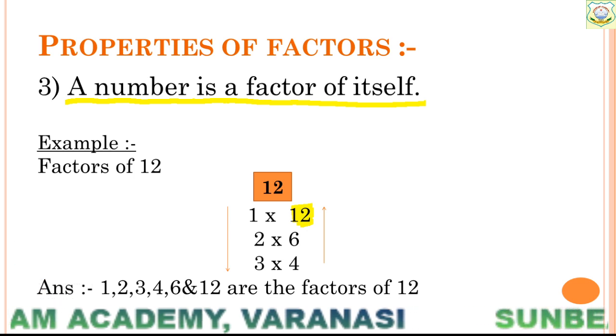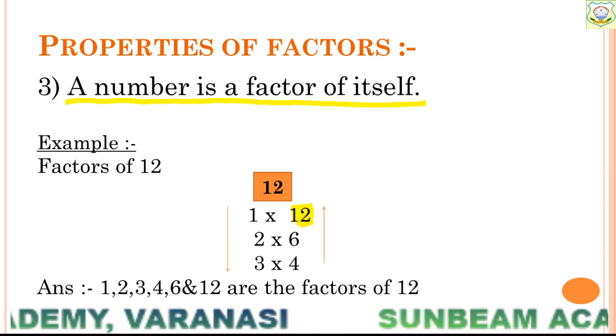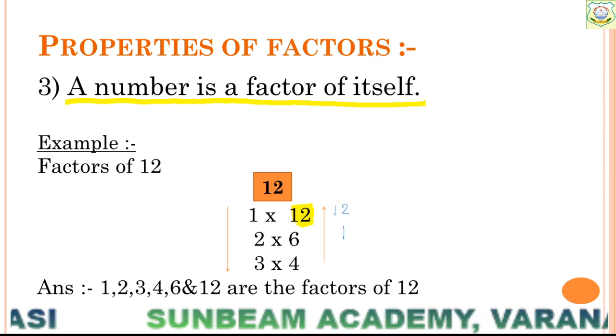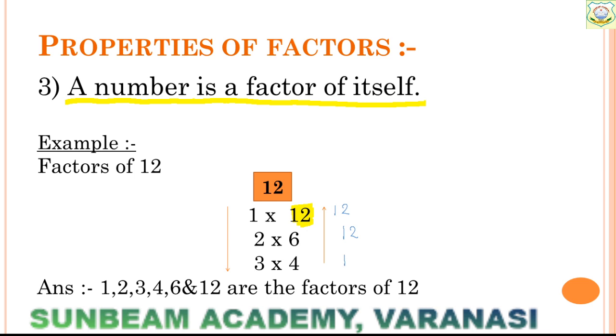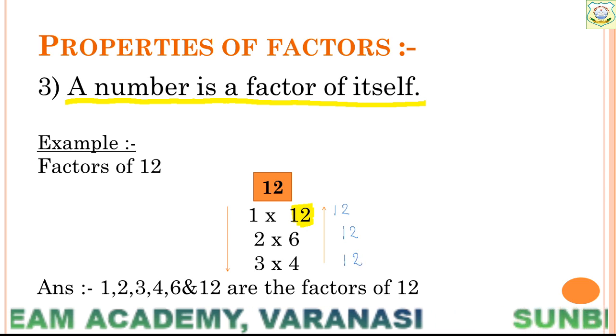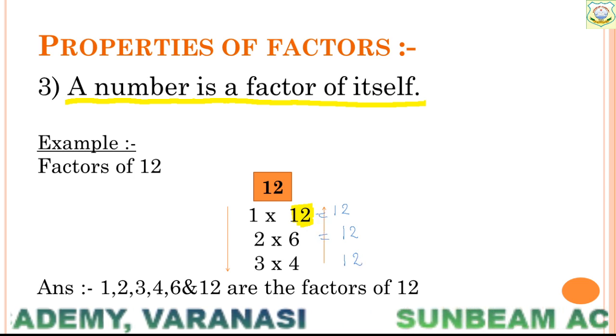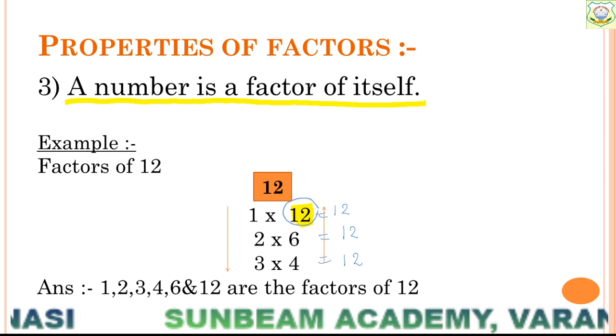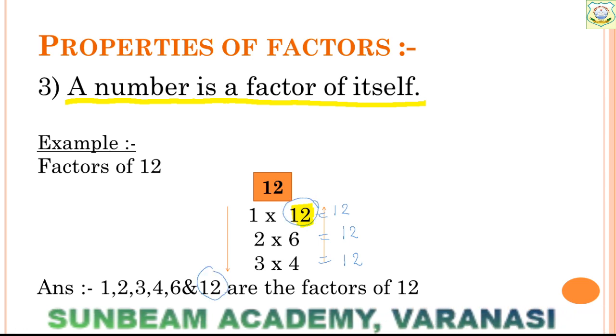Okay. So factors of 12 we have written. 1 multiplied by 12 is 12. 2 multiplied by 6 is 12. 4 multiplied by 3 is 12. Okay, we got this. Now, there will always be the number itself as a factor. See here, you can see here.